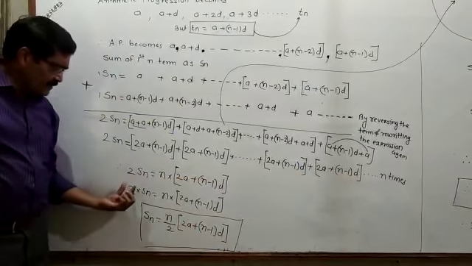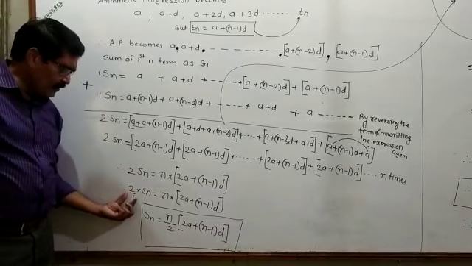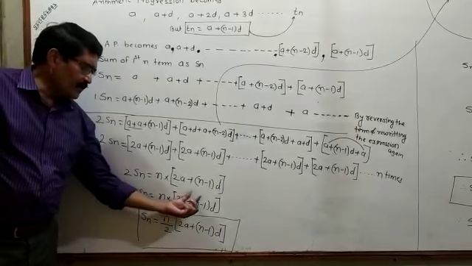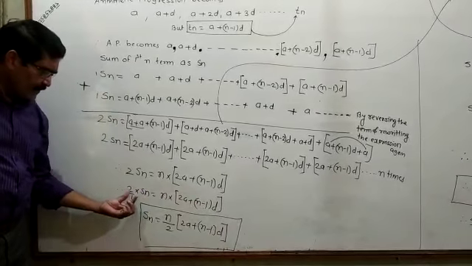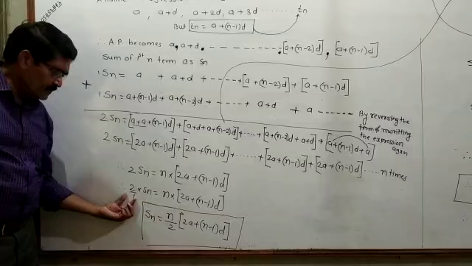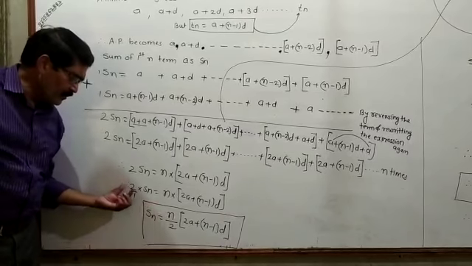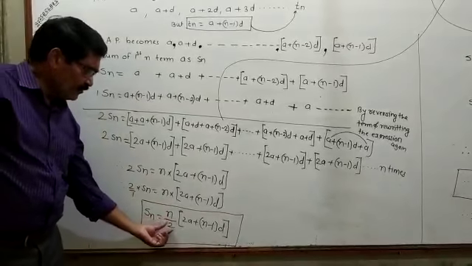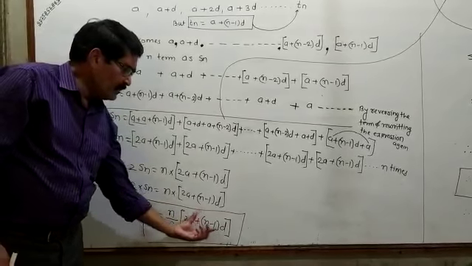In between 2 and Sn there is a multiplication sign, so this 2 becomes 2 upon 1 into Sn is equal to n into 2a plus n minus 1 into d. Then you have to transpose this 2 upon 1. This 2 upon 1 becomes 1 upon 2. Otherwise, multiplied by 2 becomes divided by 2. And Sn is equal to n upon 2 into 2a plus n minus 1 into d.